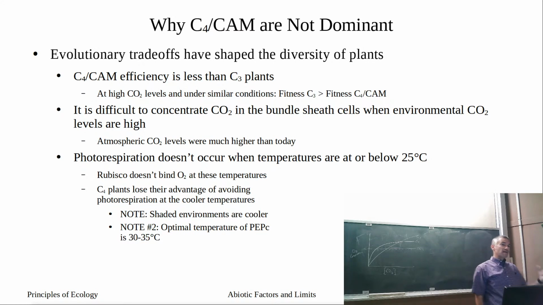So Rubisco binding oxygen doesn't really happen at our lower temperatures. How low? Well, it's not very low at all. Actually at or below 25 degrees Celsius, so a little bit warmer than room temperature. When we're at those temperatures or below, oxygen just doesn't really bind to Rubisco. So we don't have that same problem of photorespiration occurring.